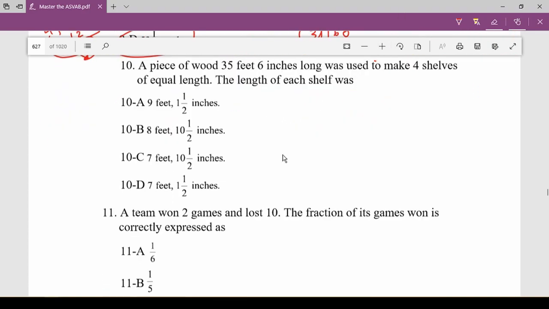All right, number 10. A piece of wood 35 feet 6 inches long was used to make 4 shelves of equal length.